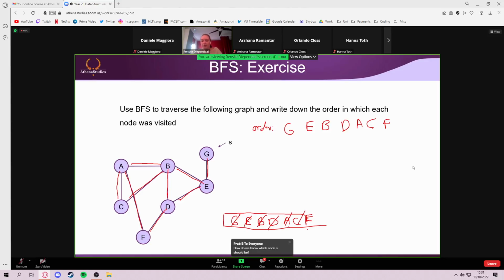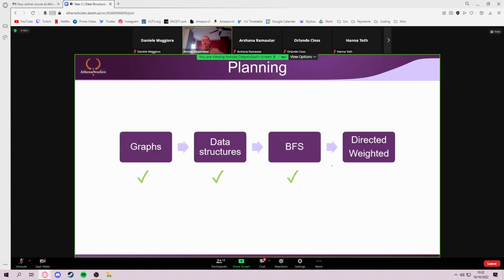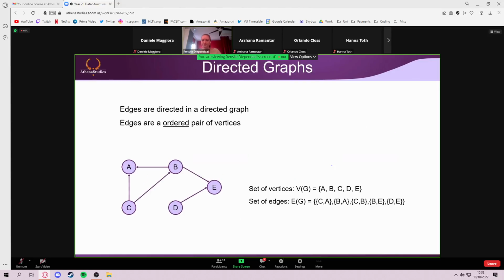How do you know which node S should be? They will give you a starting node. They always say like, oh, start at node G or start at node E or whatever. All right. If there are no more questions, then I think we're done with the breadth first search as well. And then we can move on to directed and weighted graphs.